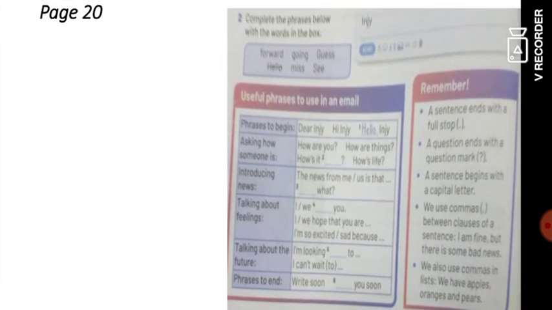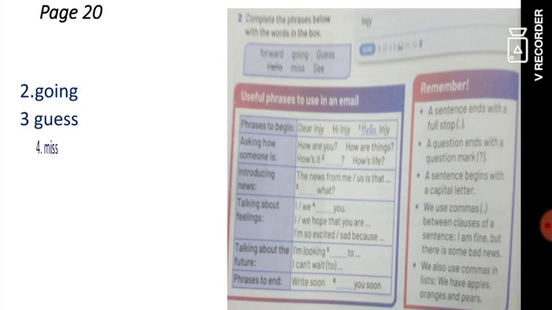Okay, now on page 20, complete the phrases below with the words in the box. Useful phrases to use in an email. Phrases to begin: dear Angie, hi Angie, hello Angie. Asking how someone is: how are you? How are things? Number two, how is it going? Or how's life? Introducing the news: the news from me, or us, or that. Number three, guess what?